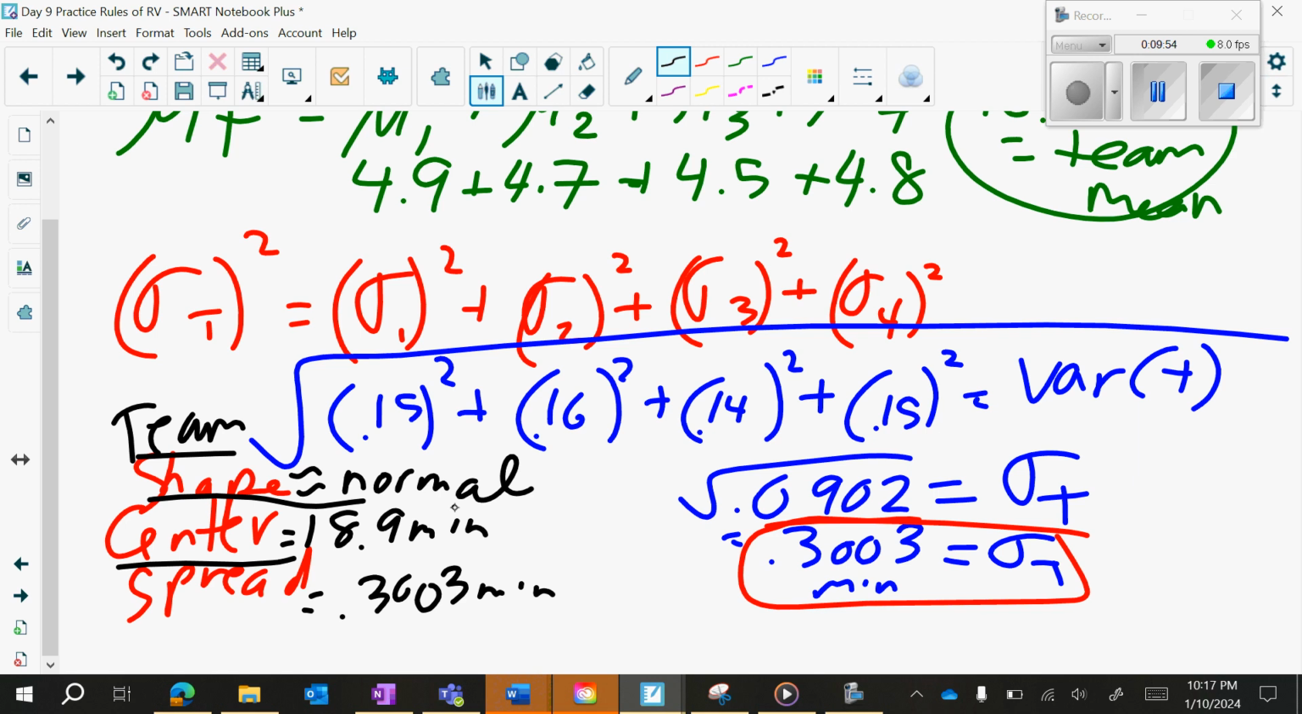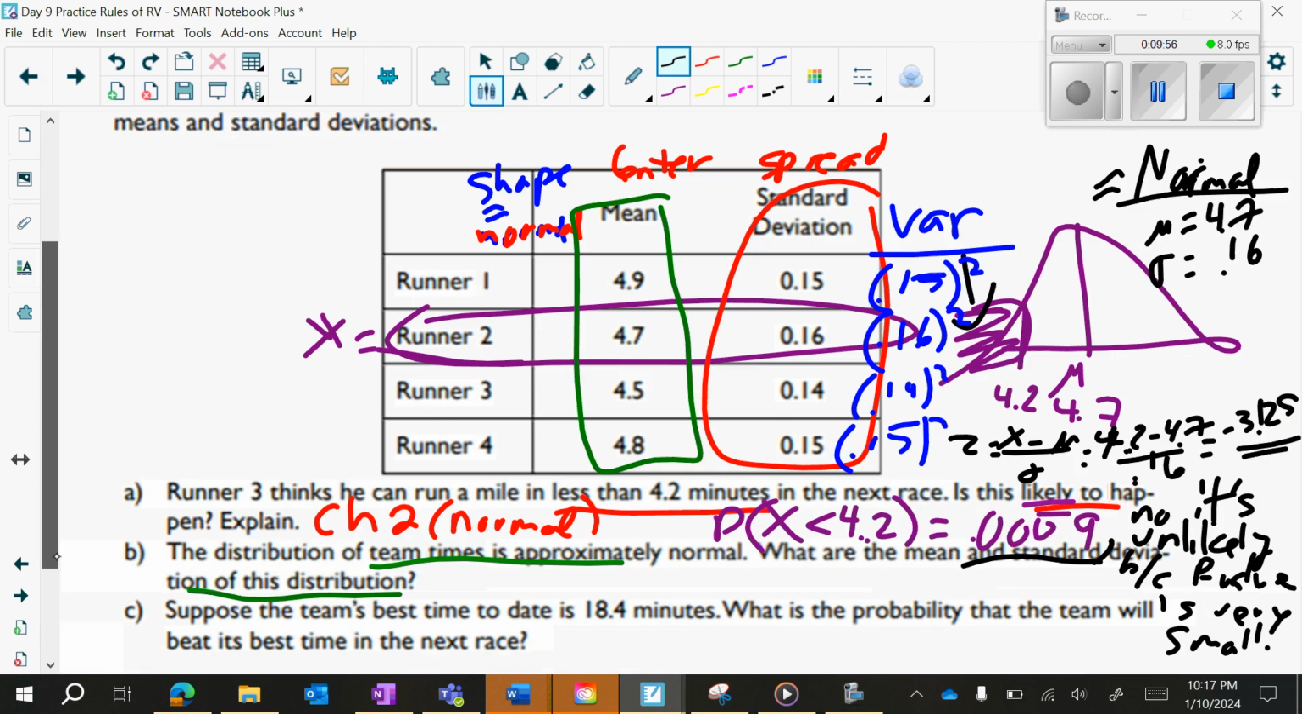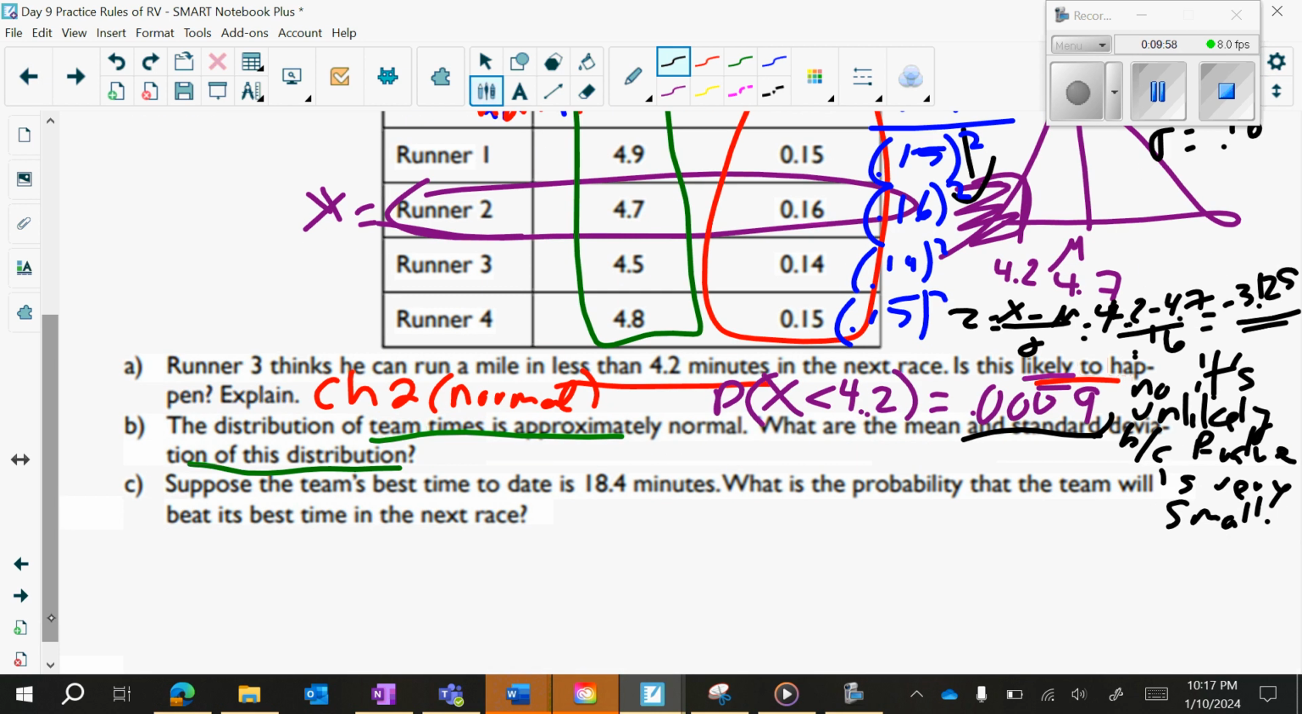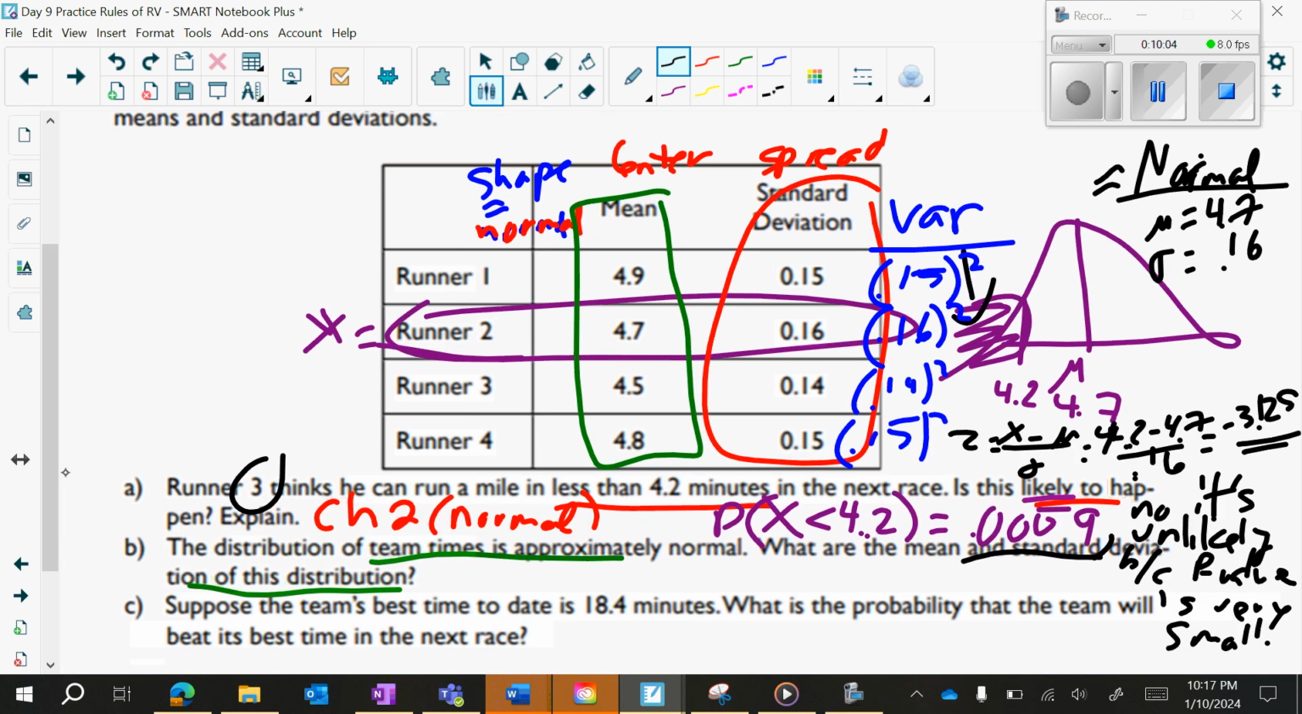I also want to mention that I just looked back at my part A and realized that I did runner 2 instead of runner 3. So I should have done runner 3. That's going to change my answer, because runner 3 instead of runner 2 is going to have a different mean and standard deviation. So I just want to make a note of that. You can go back into runner 3, and that's really going to be the real answer for part A. So I apologize for that.